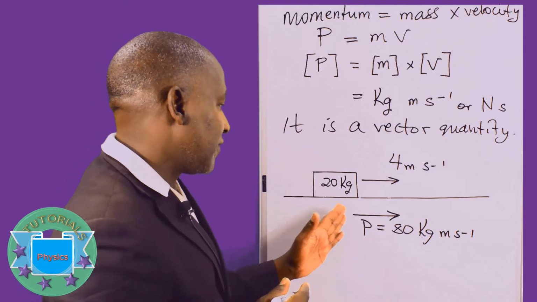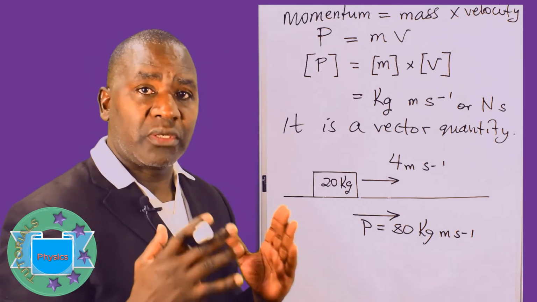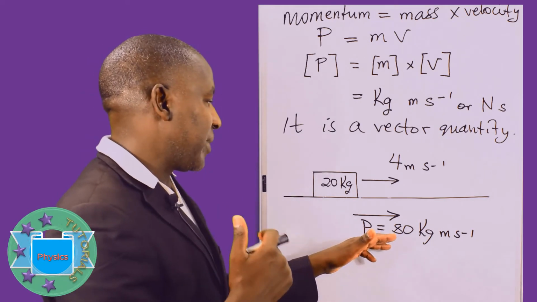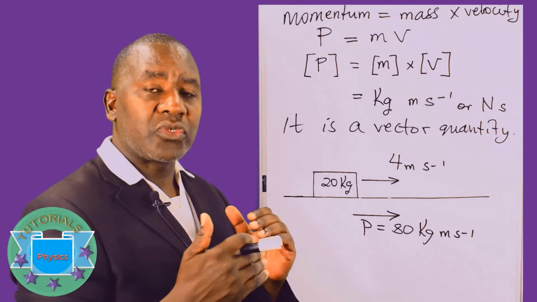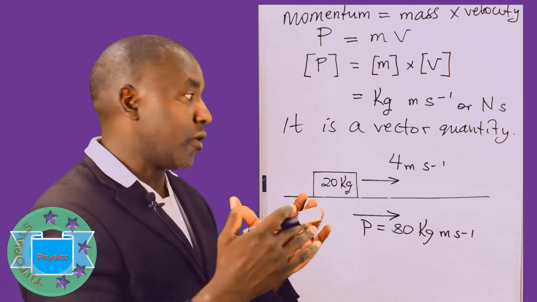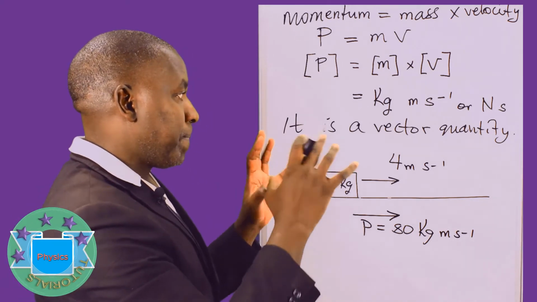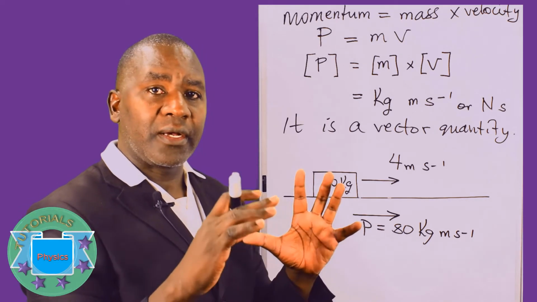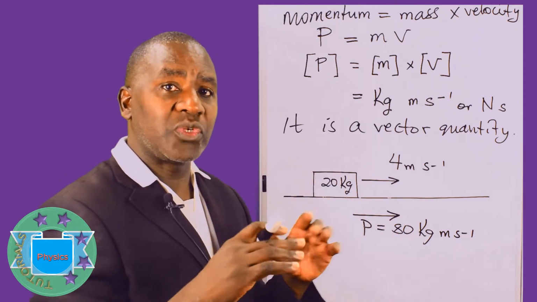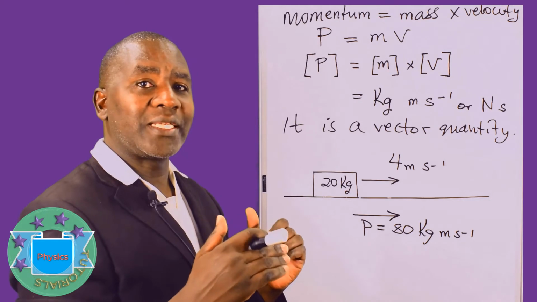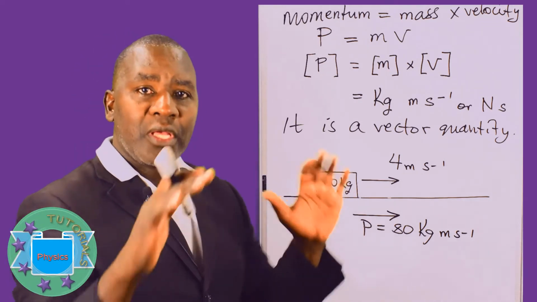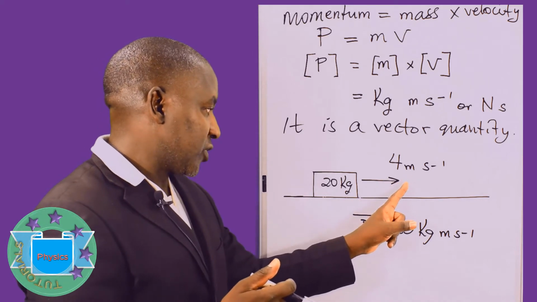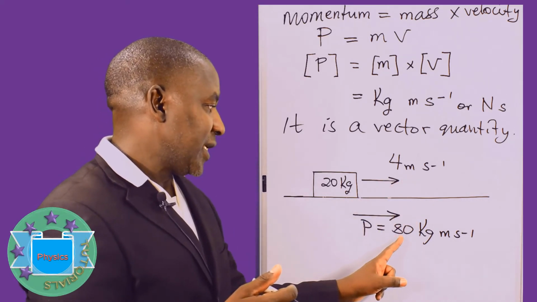Now, saying that it is a vector is saying much, because we are going to use that aspect of the fact that momentum is a vector when it comes to getting the sum of momenta, when you are given a system of particles or masses which are in motion, and we want to get the total momentum of that particular system. We'll need to take into consideration that momentum is a vector.